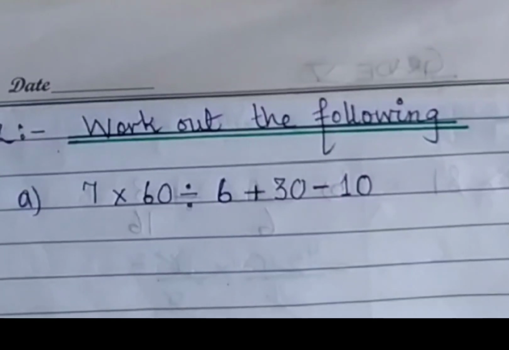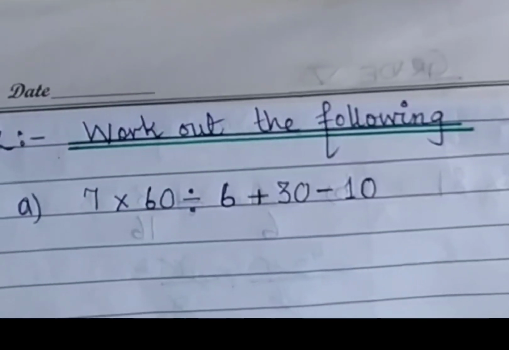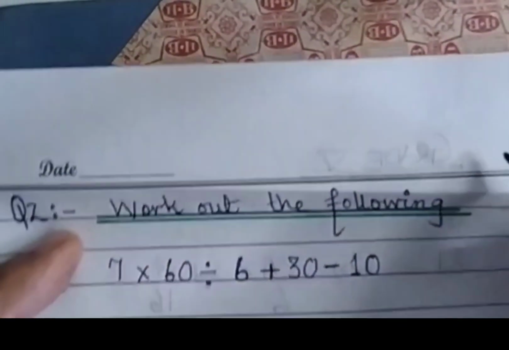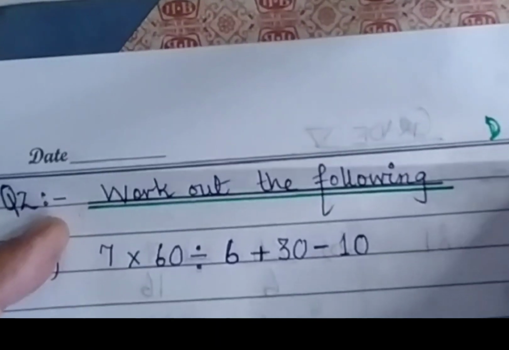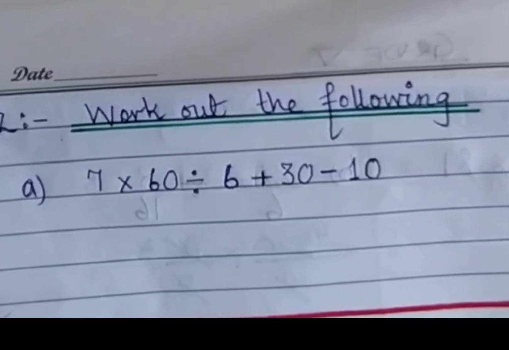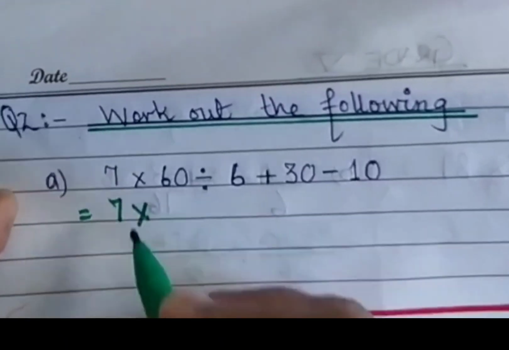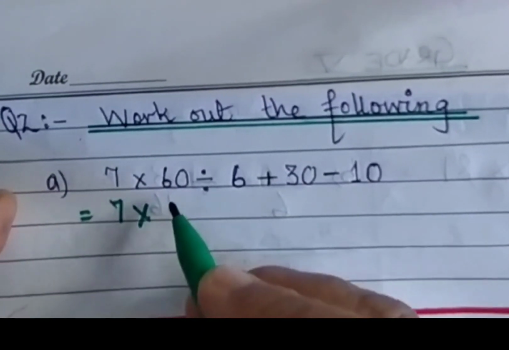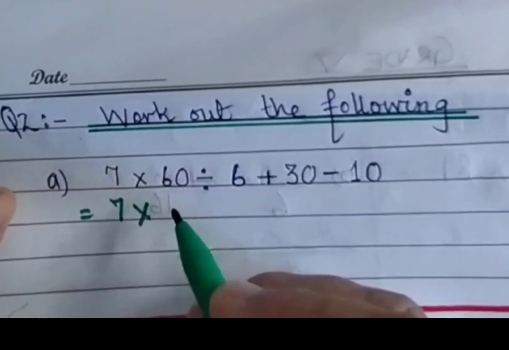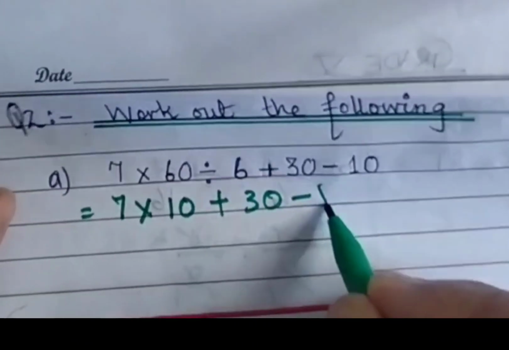Now we have a question on order of operations. So let's do this. Now, since I haven't given you brackets, I have just given you the signs here. So remember DMAS: divide, multiply, add and subtract. So we are going to first solve division. So I will copy down 7, multiply by 10. 60 divided by 6 gives you 10 plus 30 minus 10.